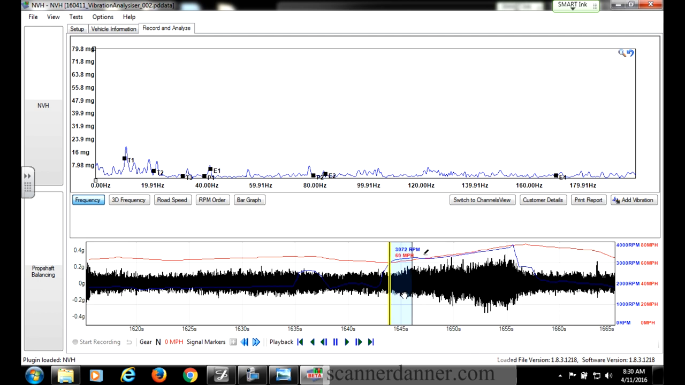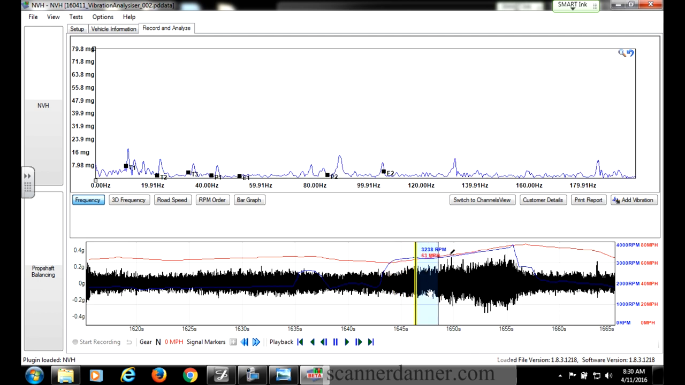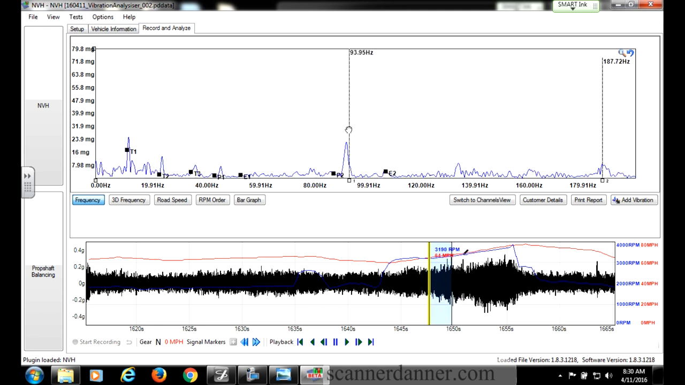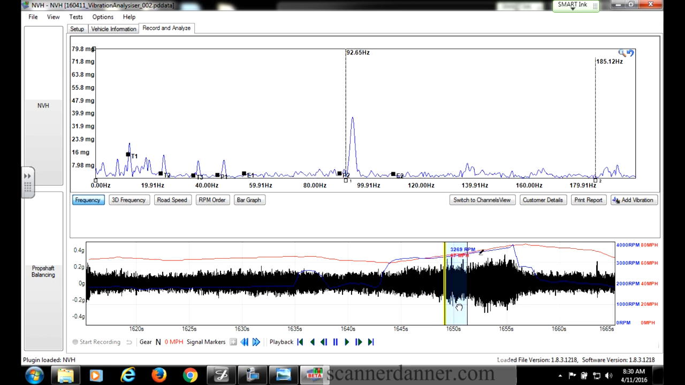This is 60 mile per hour, and you can see the blue numbers down here is engine RPM, and the red numbers is mile per hour. So let's watch it. It's about 68, and it's there at 65. This is the point you want to watch. That guy right there. Watch this guy.